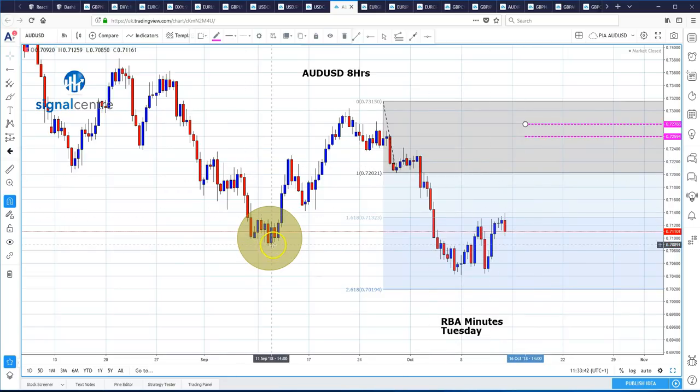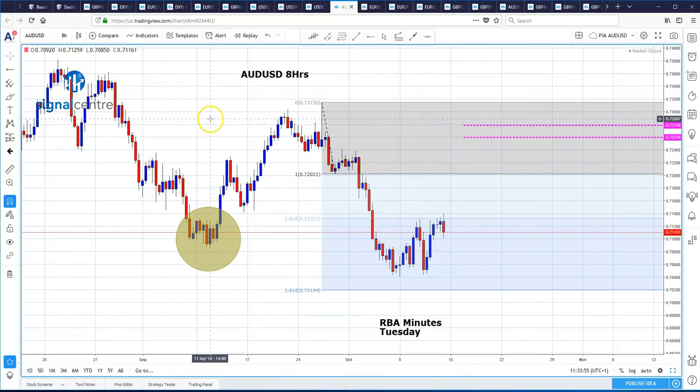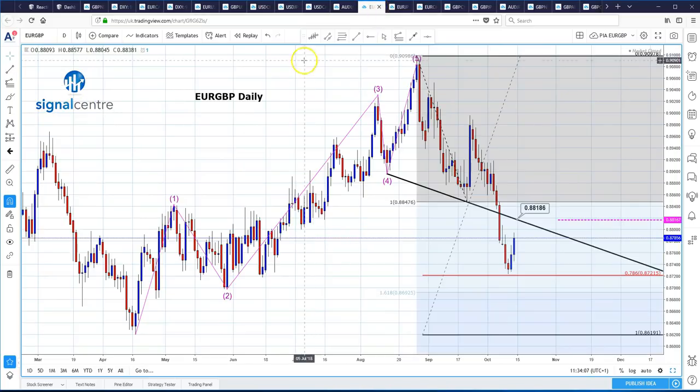So I think what we might get is we could see this as the head again, left shoulder, move higher, hit this area, congestion area, then move lower, and then get the impulse move to the upside. At the moment, again, medium-term bias is pretty mixed until we do see a sustained or a decent reversal formation for Aussie dollar.